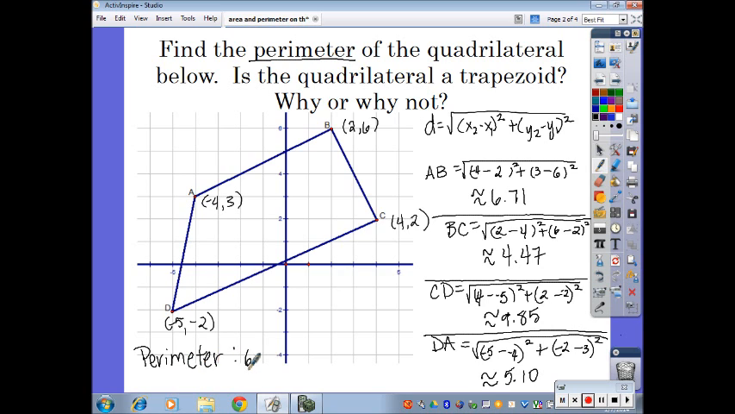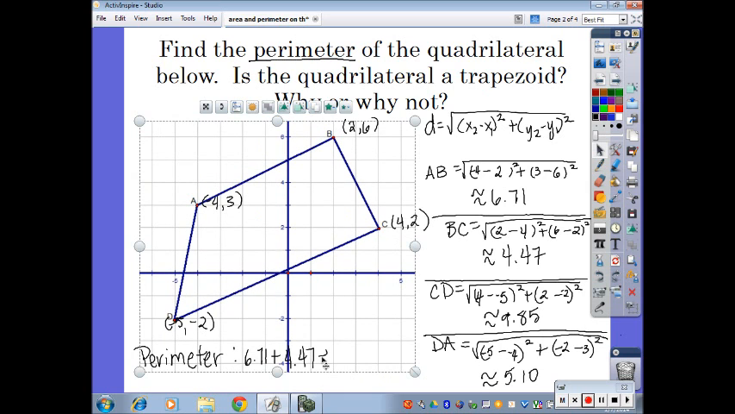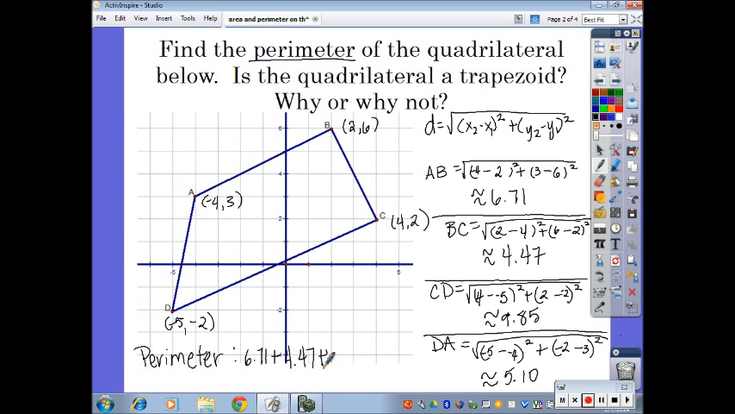So add 6.71 plus 4.47 plus 9.85 plus 5.10. I get 26.13. So that would be the perimeter.